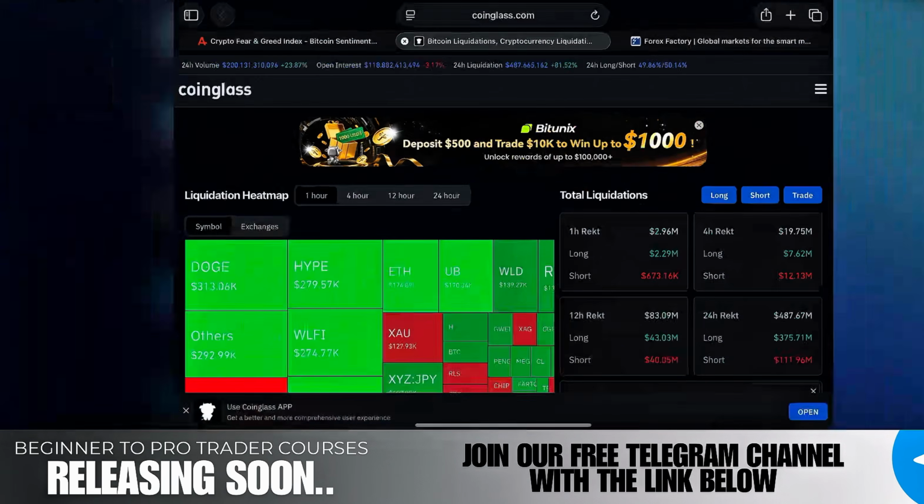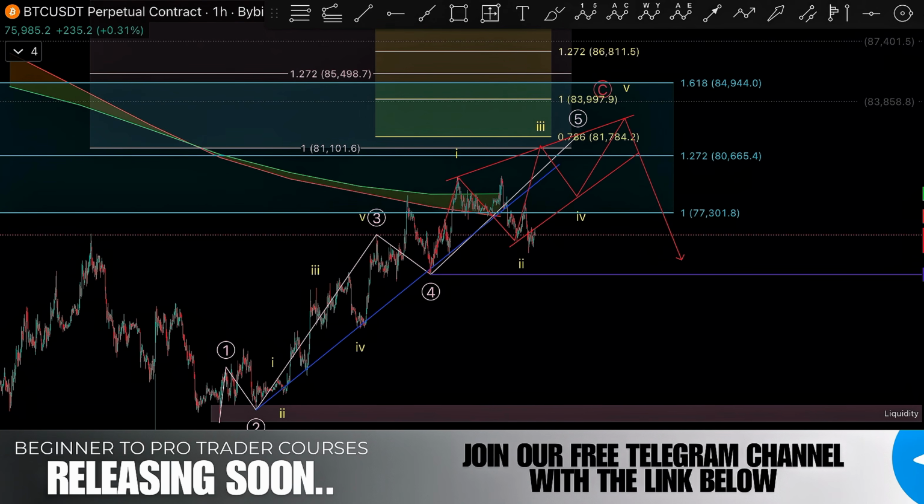Getting into the charts. This is the chart which we were discussing in our last video. And if you see, I was talking about a leading diagonal, but it's not a leading diagonal, it's an ending diagonal. Usually this ending diagonal appears on the fifth of the impulsive wave structure, and a leading diagonal appears on the first wave. So why the 81.7K target?